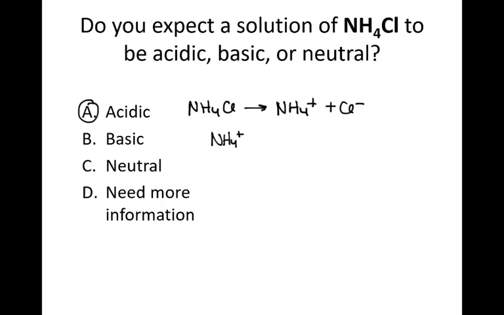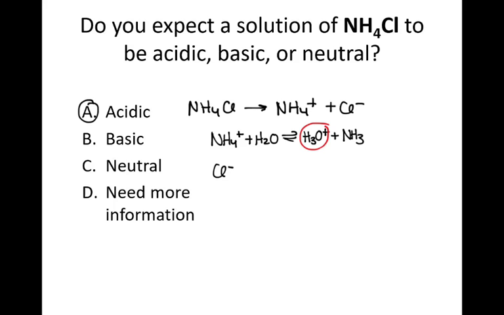NH4+ I should recognize as being the conjugate acid of NH3, ammonia, a weak base. This is the conjugate acid of a weak base. It has an extra proton and a positive charge. So this is going to react with water to lose a proton, to donate a proton, which makes it an acid. That's going to produce H3O+. And now if I balance this reaction to see what's left, I end up with ammonia. So the ammonium cation produces H3O+, which is going to make the solution more acidic.